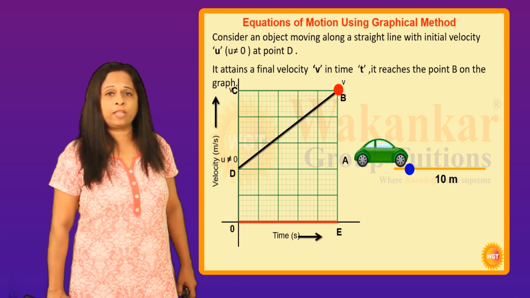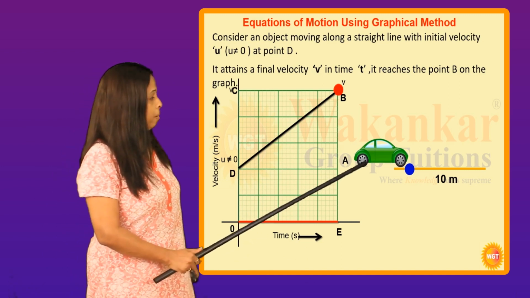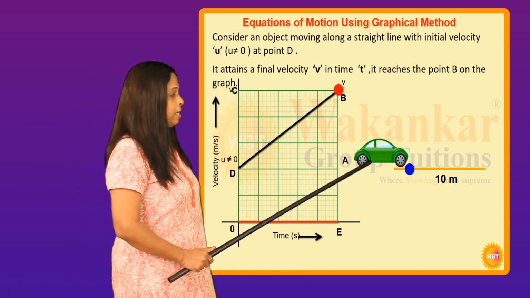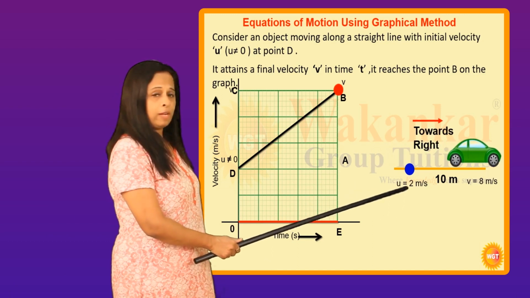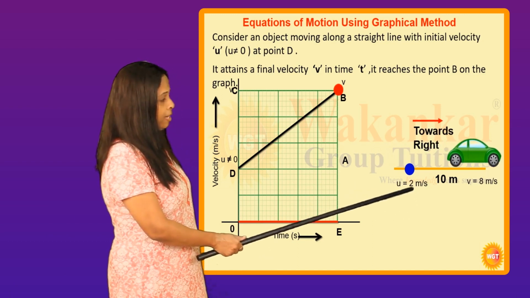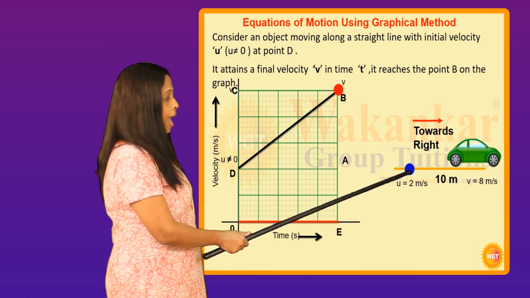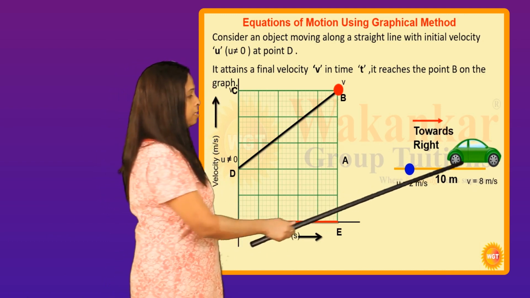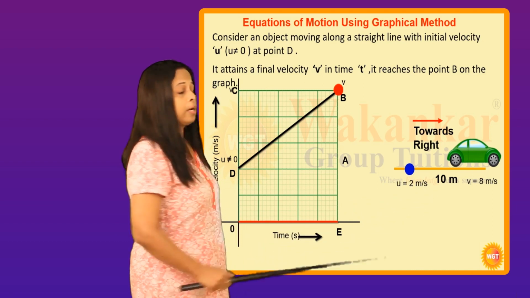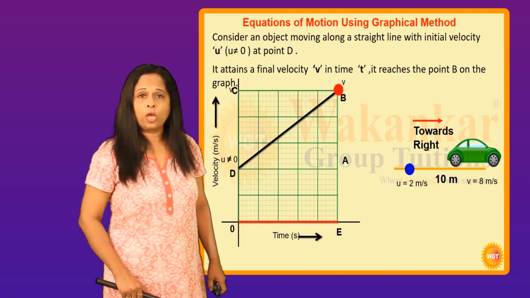You can see the same thing in this animation. Please students, please check it. The car is in motion now. Its initial velocity was 2 meters per second when it started from this point, and its final velocity became 8 meters per second. During this time, the car could cover 10 meters of distance.